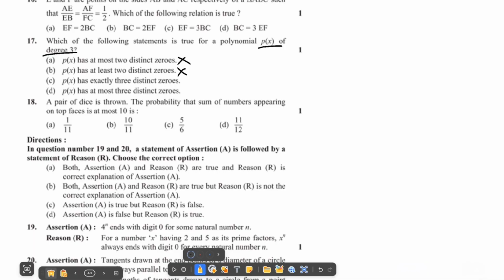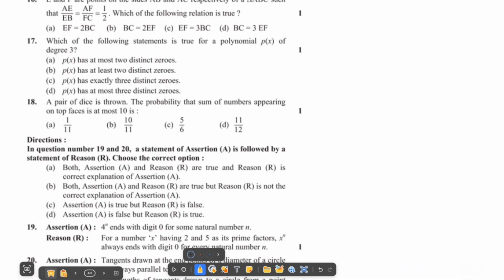Option C, p of x has exactly three distinct zeros, is also wrong. Option D is right. It has at most three distinct zeros, at most, maximum three zeros. That's it. It can have fewer than three zeros, but maximum three zeros. So option D is the right answer for this given question.